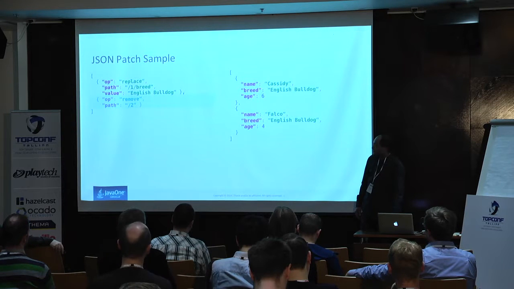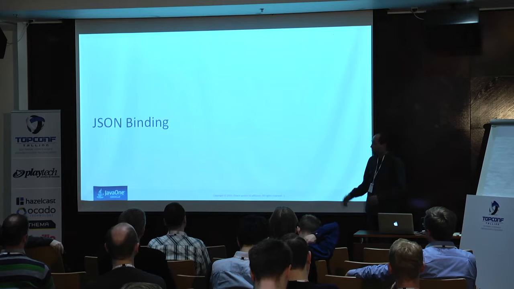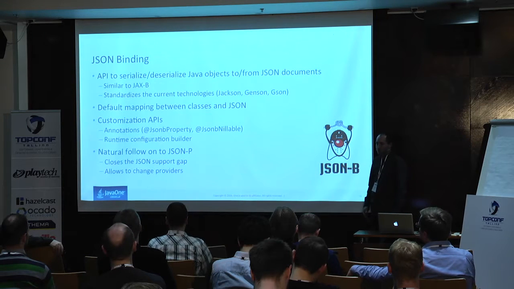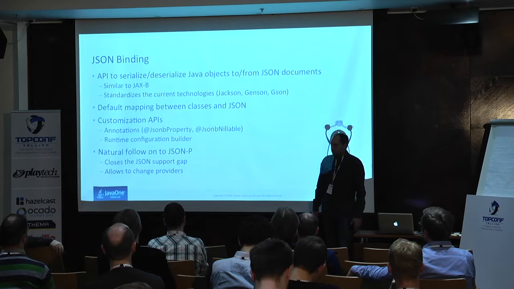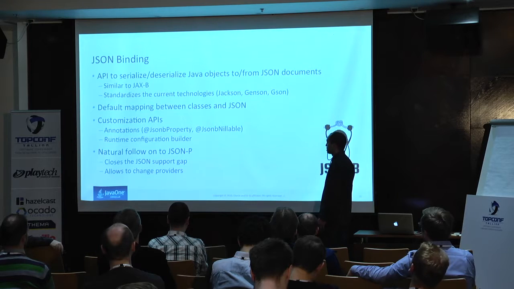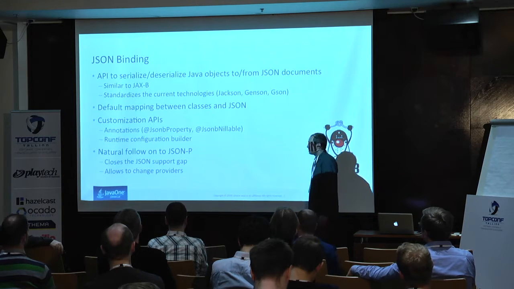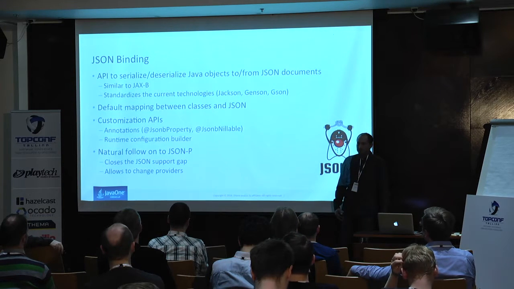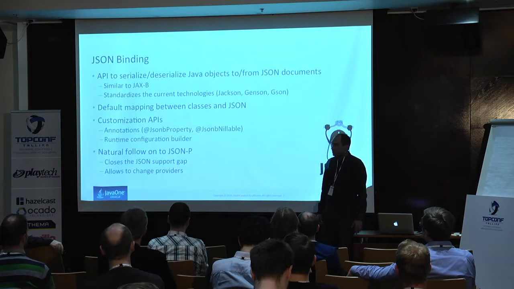Now let's move to JSON binding. This was JSON processing, now JSON binding, which is going to be new in Java EE 8. JSON binding, or JSON-B, offers an API to serialize and deserialize Java objects to and from JSON documents. It's similar to JAXB, and it basically evolved from existing libraries like Jackson, Gson, and a few others.